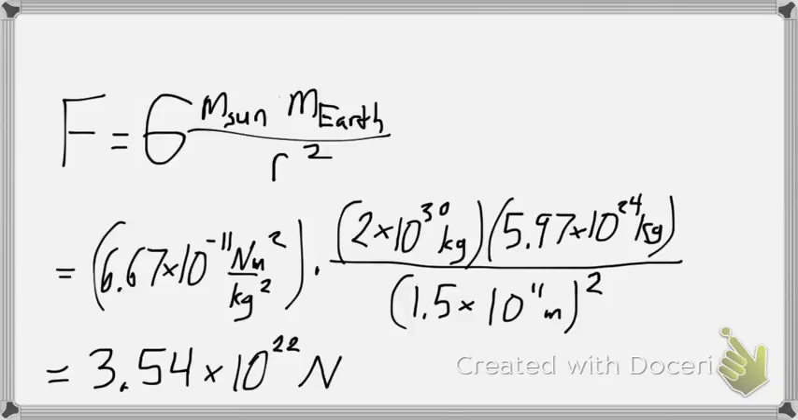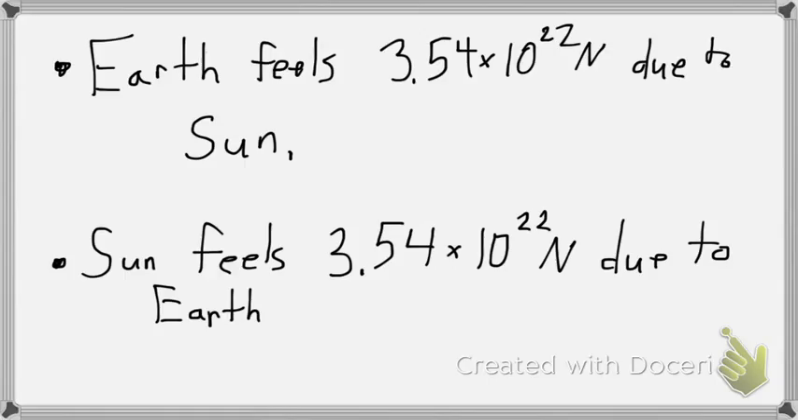That's a lot of force. Except not so much. If you look at the Earth's mass and the Sun's mass, the acceleration would actually be pretty small for both of them. But that's the way it works. So here's what this means. This means the Earth feels that force and the Sun feels that force. Just following Newton's third law.